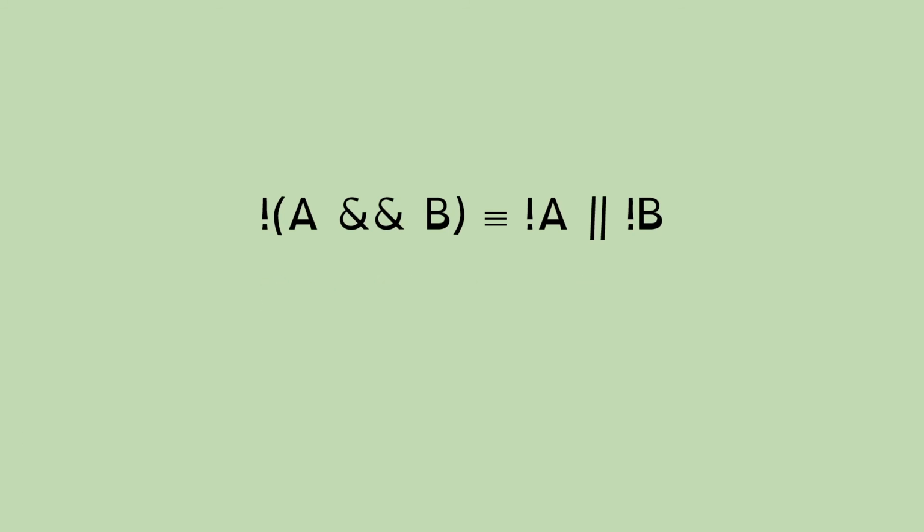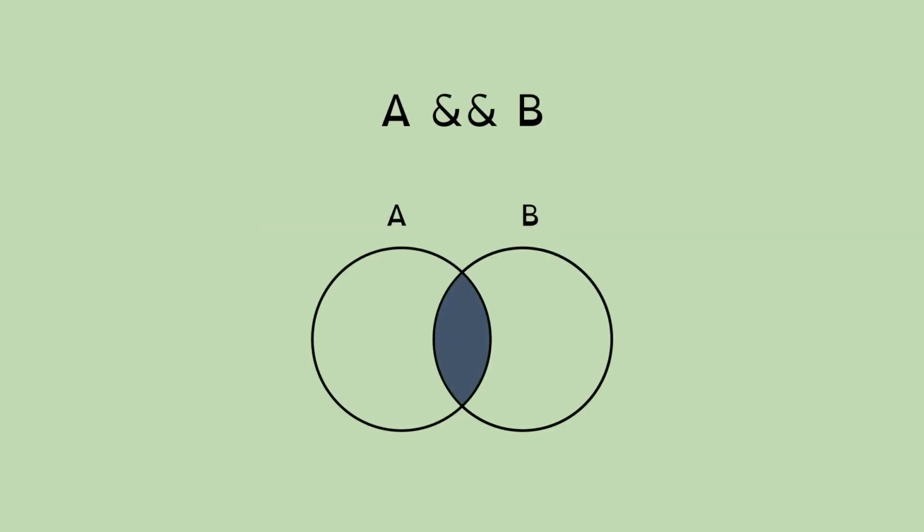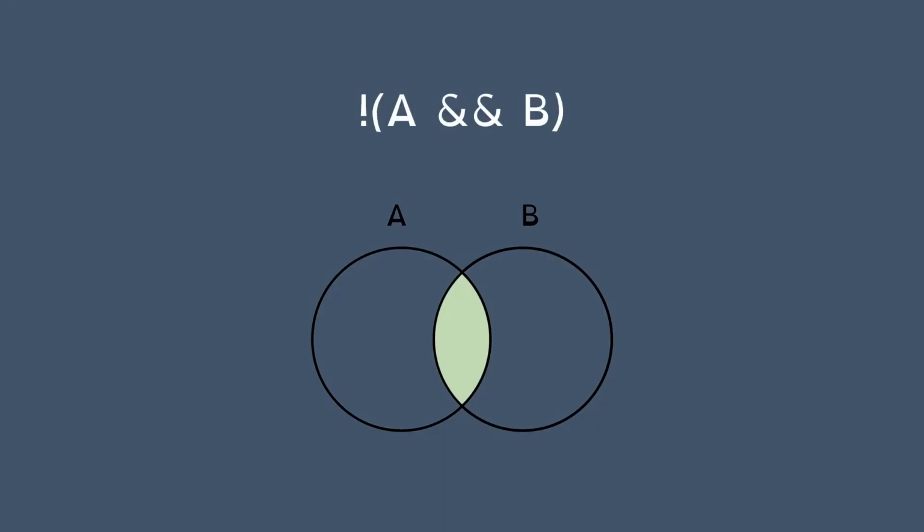So we start with not (A and B) is equivalent to not A or not B. Really? This doesn't seem intuitive. Let's have a quick look at it and see if it works out in our Venn diagrams. So here's A and B. So therefore here's not (A and B). Everything else apart from that lens shape in the middle has gone dark.